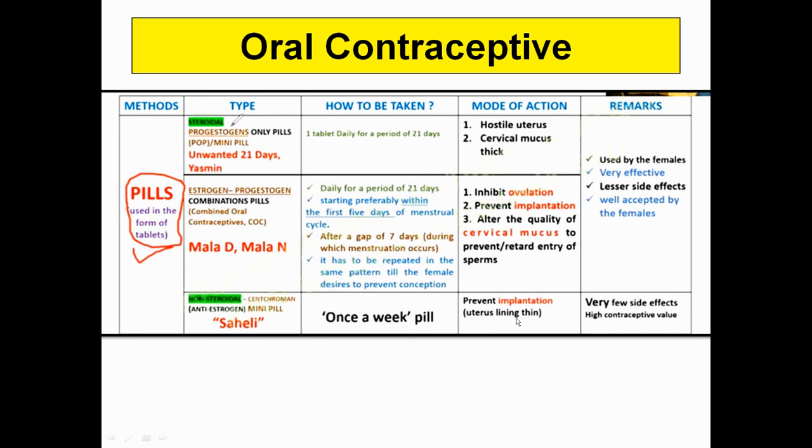Okay, it prevents implantation, and the uterus lining becomes thin with the usage of these pills, and they have very few side effects, having high contraceptive value. So this Saheli pill is basically used by most of the women belonging to village areas or metropolitan areas.